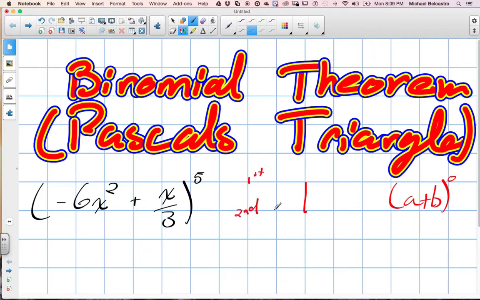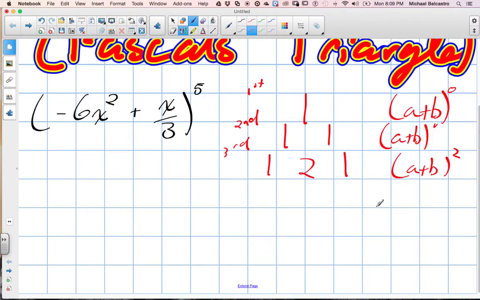Our second row consists of 1 and 1, and that would be a plus b to the power of 1. Our third row would be 1, and then we add the two terms, so we add everything in the middle. 1 plus 1 is 2, and 1 always stays on the outside. That's why it creates that triangle look. This would be a plus b to the power of 2. These are creating the coefficients that are going to go in front of our expansion. The fourth row would be 1, then we add these two together, 3, 3, 1. This would be a plus b to the power of 3.